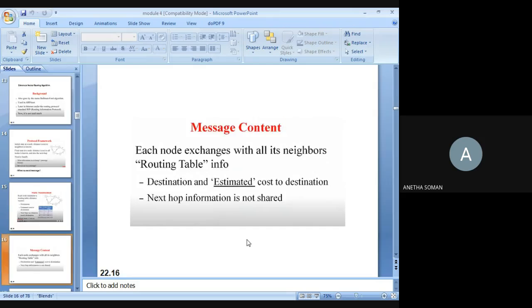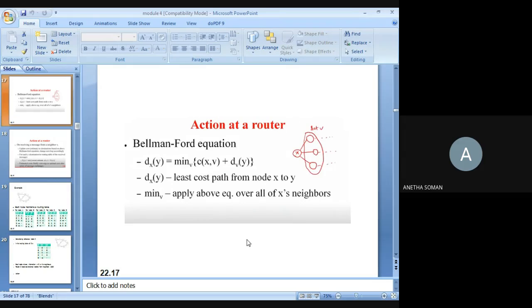Once a node receives the information, what action does it have to take? I have received a routing table from my neighbor, so what action do I have to take? That is based on the Bellman-Ford equation. The action at a router or node is based on the Bellman-Ford equation. Now, what is the statement of the Bellman-Ford equation?